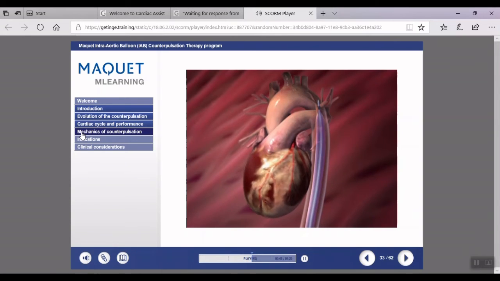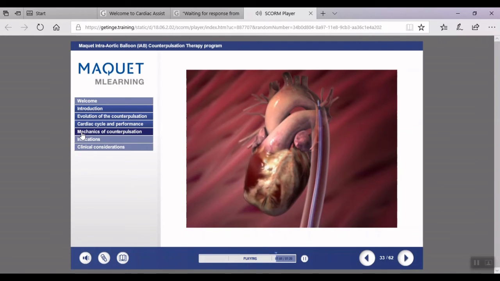The balloon is timed to deflate just prior to left ventricular ejection. With rapid deflation, the pressure in the aorta is reduced. This reduction in pressure decreases the resistance against which the ventricle has to work. Subsequently, the systolic wall tension, or afterload of the ventricle, is also reduced. The reduction in pressure makes it easier for the heart to empty, potentially increasing cardiac output. These effects are reflected by a reduction in aortic end diastolic pressure and the subsequent systolic pressure.